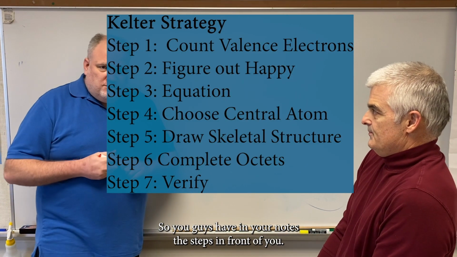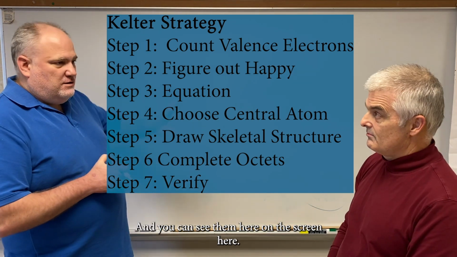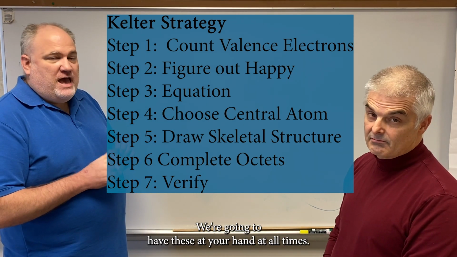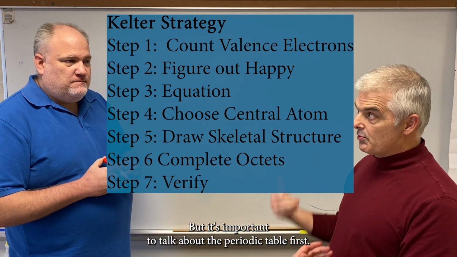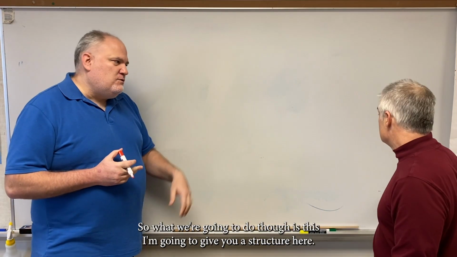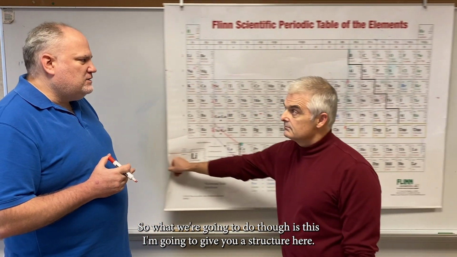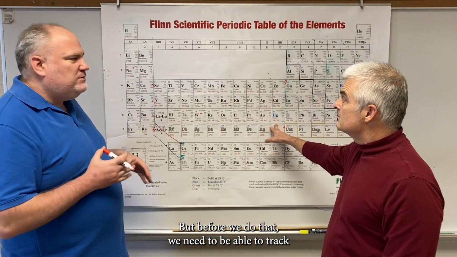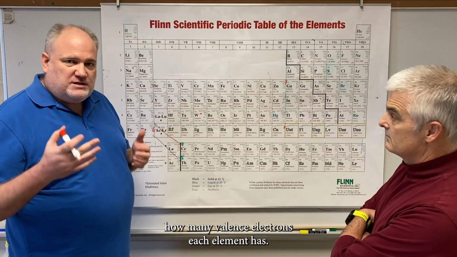You have the steps in your notes in front of you, and you can see them here on the screen. We're going to have these at hand at all times. But I think it's important to talk about the periodic table first. I'm going to give you a structure here, but before we do that, we need to be able to track how many valence electrons each element has.